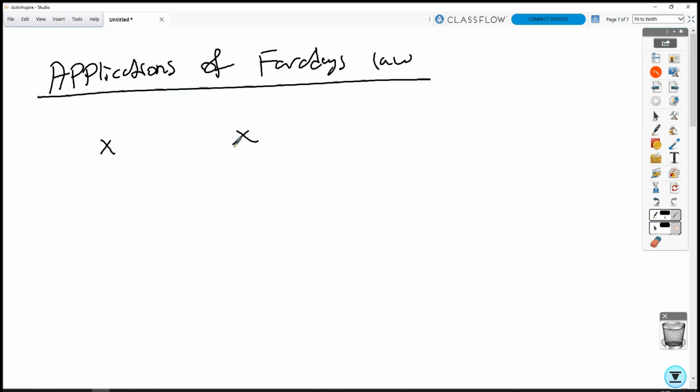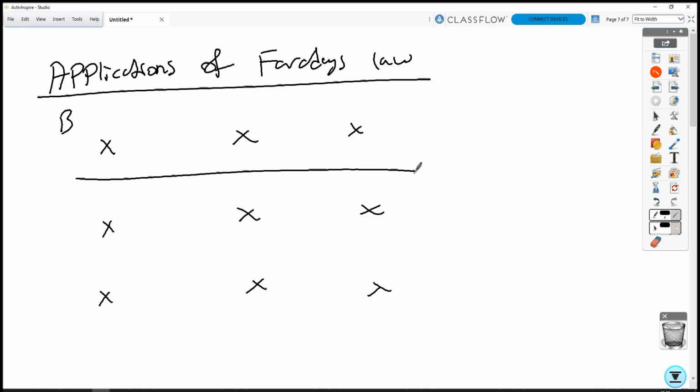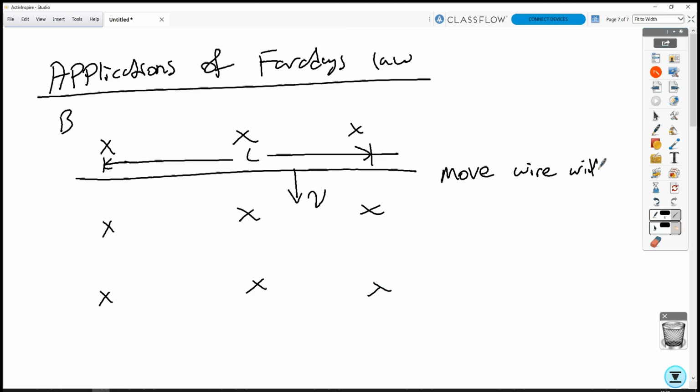So start with a uniform magnetic field going into the paper. And then I'll draw a wire that has a length L within the field. And what we do is we move the wire with velocity v.